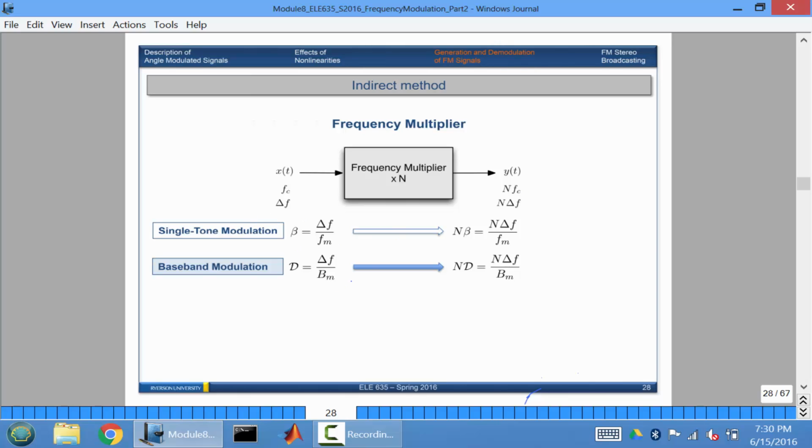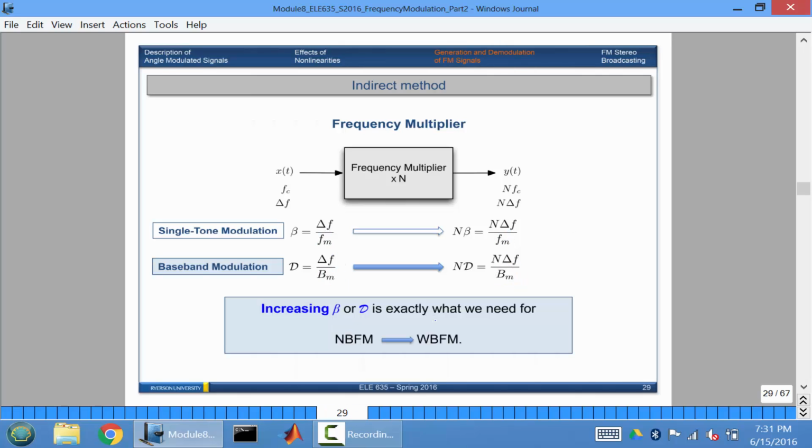For baseband, if you want to use an arbitrary message signal, instead of f of m, you just replace it with b of m. So this all changes. But the point of the frequency multiplier is that it will make your deviation increase n-fold, depending on whatever multiplier you use. You can use squaring, you can use cubing, it doesn't matter what you use. Okay, so increasing the deviation, right?